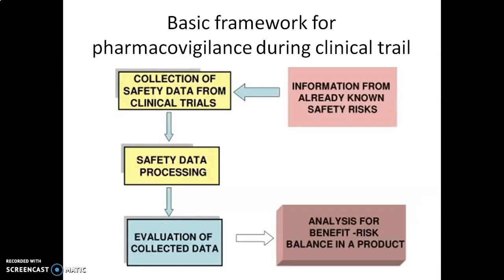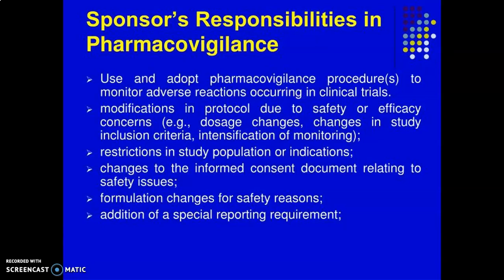Now coming to the basic framework for pharmacovigilance during the clinical trial: information from already known safety risks, and the collection of data from clinical trials. With that we will be processing the safety data, and we are going to evaluate the data which got collected, and with the help of that, analyzing the benefit risk balance in a product, we are going to summarize whether benefit is outweighing or risk is outweighing. Based on that, we are going to make safety plans, and later the drug may be marketed with some labels or indications. So now let us see what the responsibilities of all the stakeholders are.